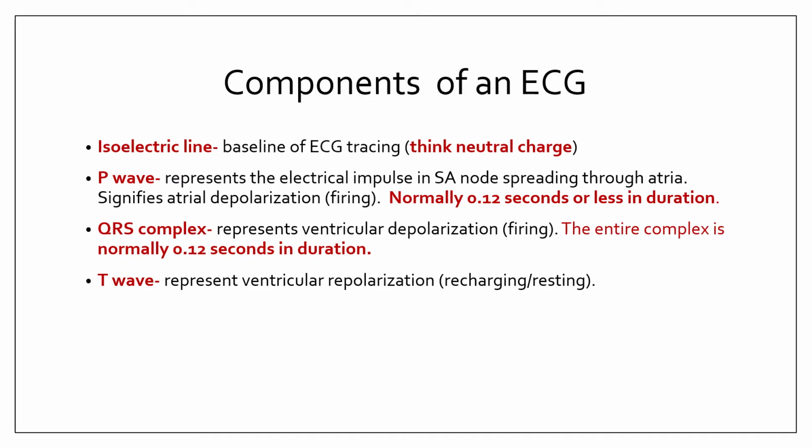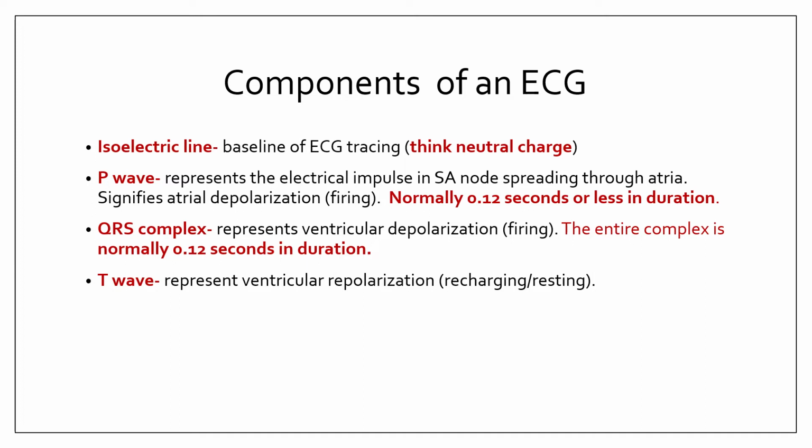Then we have the P wave. The P wave represents atrial depolarization. So the electrical impulse, again, is going to begin in the SA node and spread through the atria. This electrical activity causes the atrium to contract. A normal P wave is 0.12 seconds or less. There should be one P wave before every QRS, which suggests the rhythm is sinus in origin. Any abnormal P waves may indicate atrial enlargement, atrial dysrhythmias, or ectopic atrial pacing.